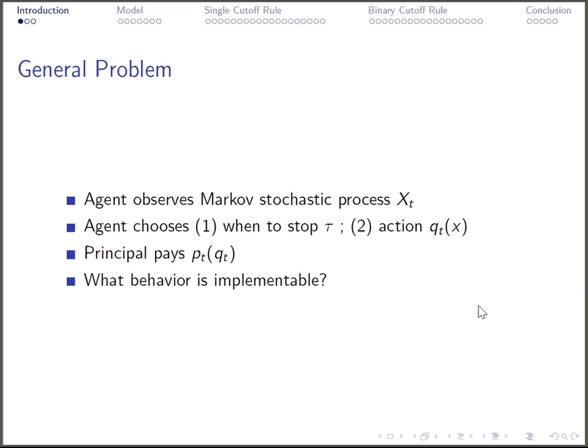So the general problem that I want to investigate is you have an agent who observes a Markov stochastic process, and the agent chooses two things. One is when to stop, and we call it tau, and the other thing is after the agent stops, what action to choose, say q_t in some set Q. And the principal for each q would pay differently at different times. So it's a p_t as a function of q_t. It's different for each t. And the question to ask is what kind of behavior is implementable.